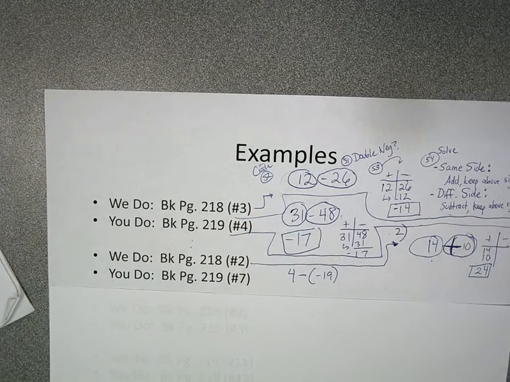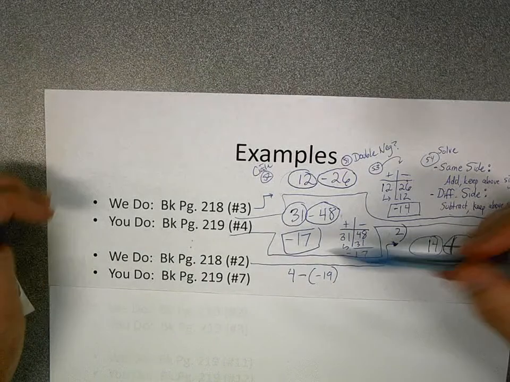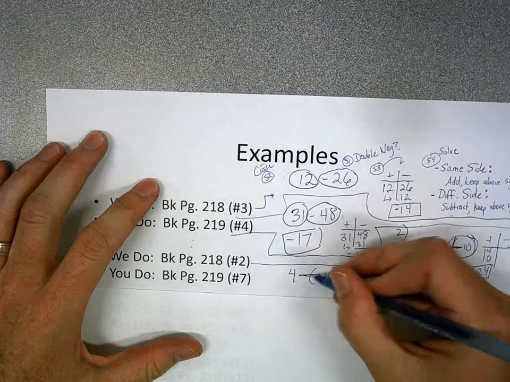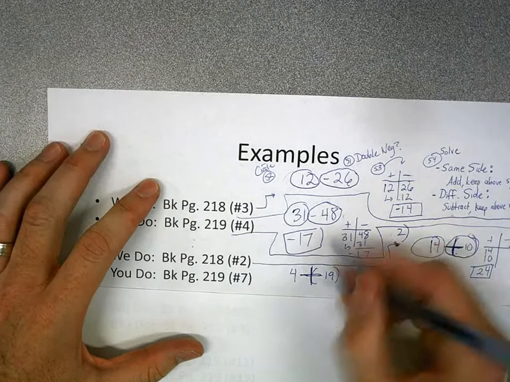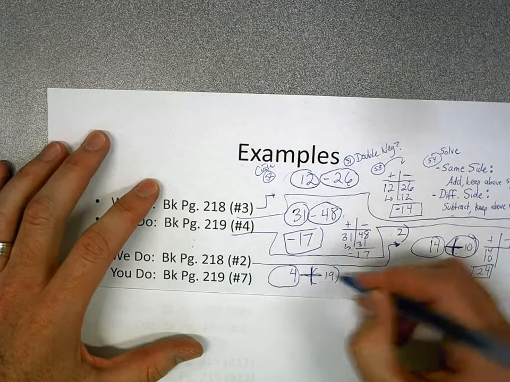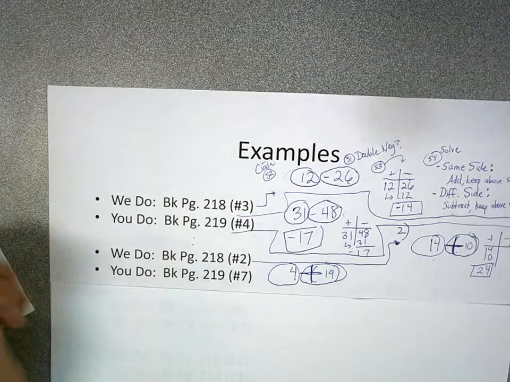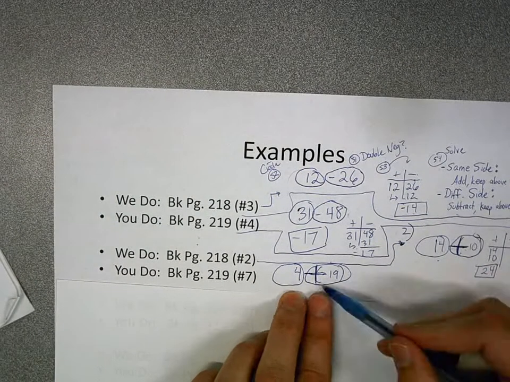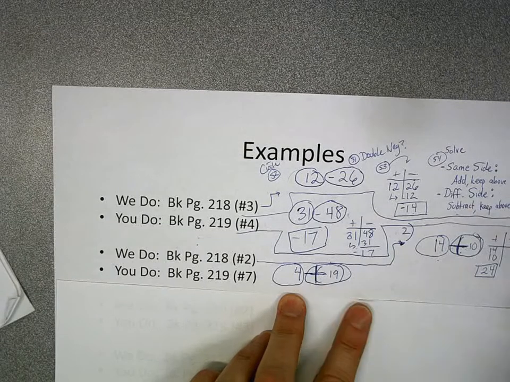All right, guys. Here we go. 4 minus negative 19, right? Eliminate double negatives. There it is. Got rid of them. I'm going to go ahead and circle my integers: positive 4 and positive 19. Now listen, some of you may realize that's like a second or third grade problem, and you solved it that way.